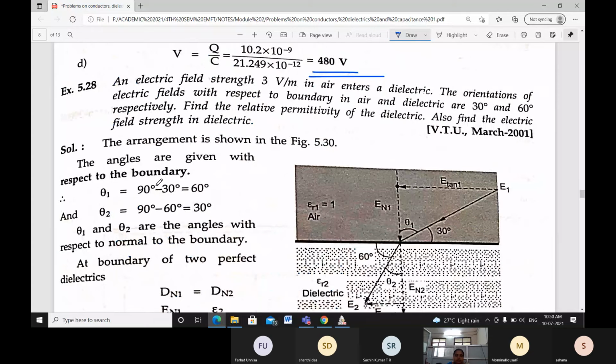Next is: an electric field strength of 3 volts per meter in air enters a dielectric. The orientations of the electric fields with respect to the boundary in air and dielectric are 30 degrees and 60 degrees respectively. Find the relative permittivity of the dielectric. Also find the electric field strength in the dielectric.